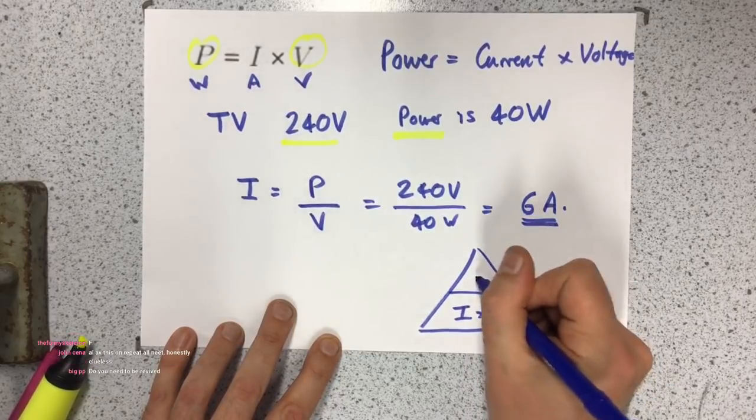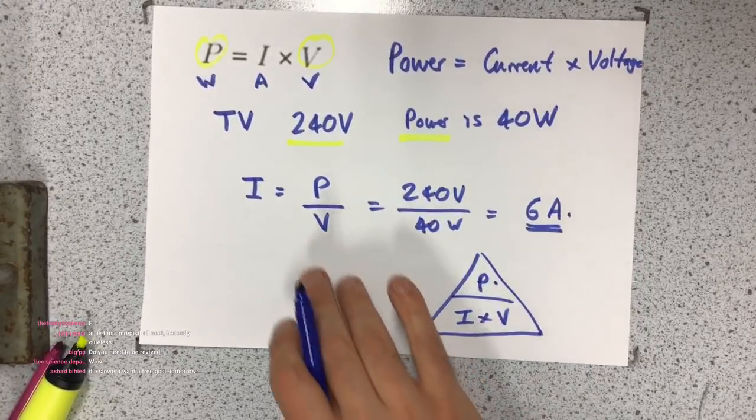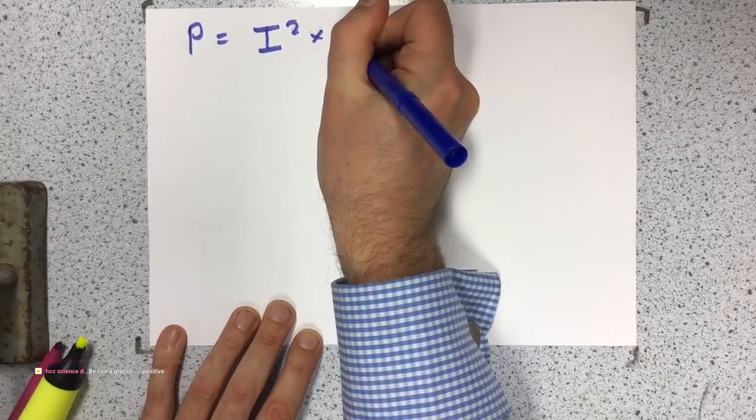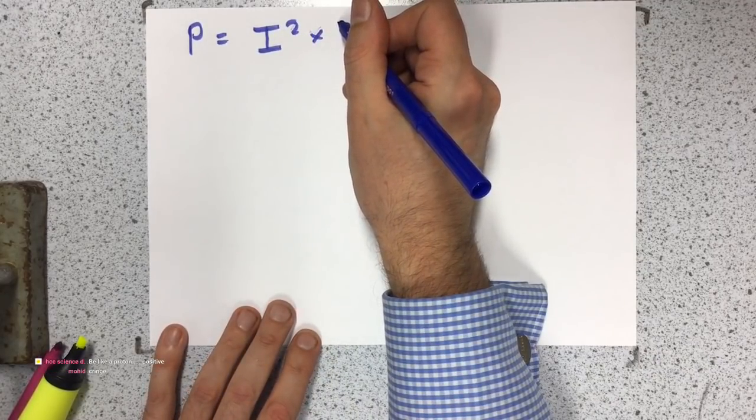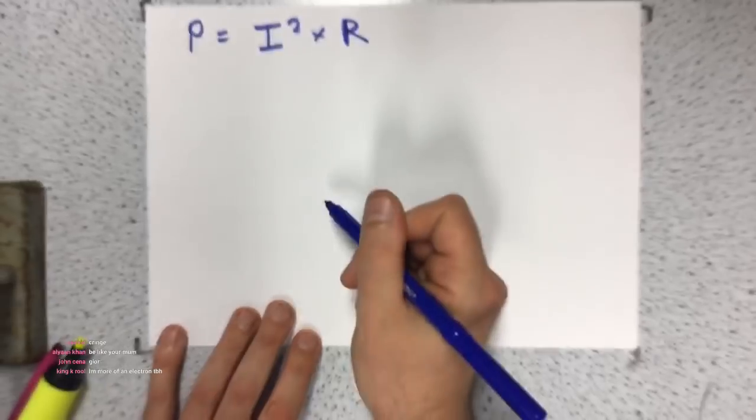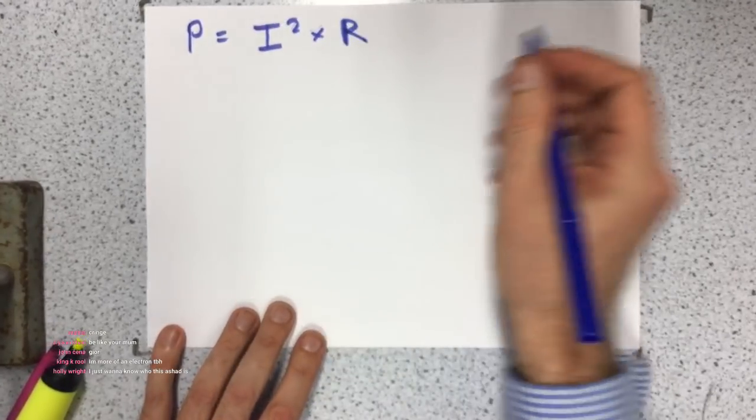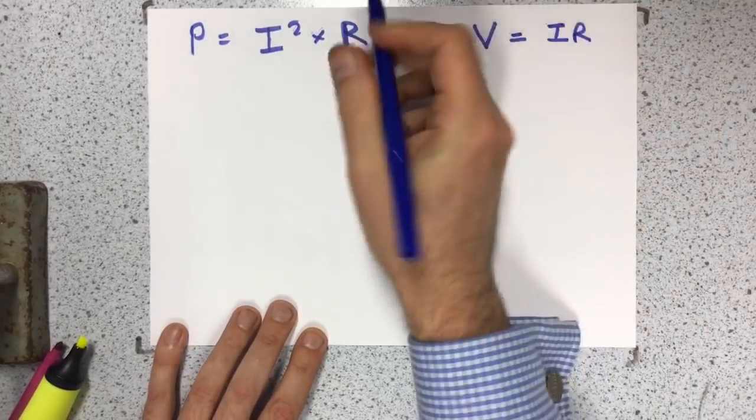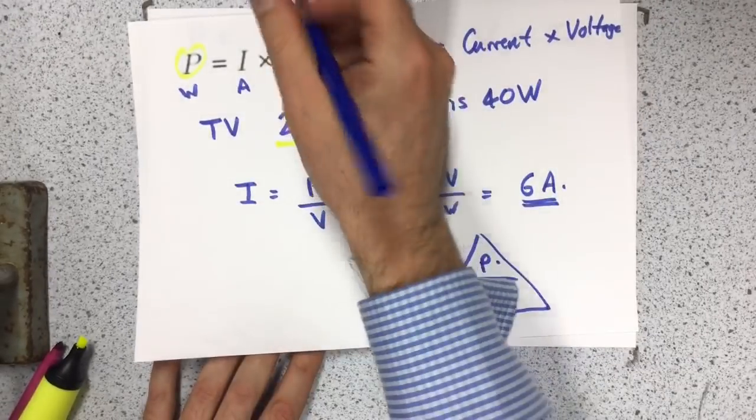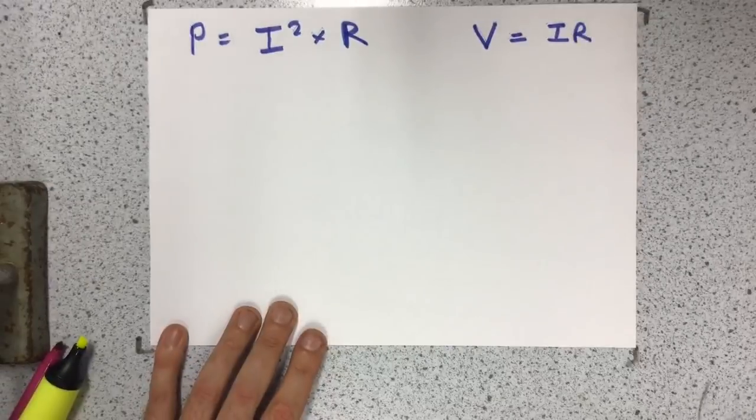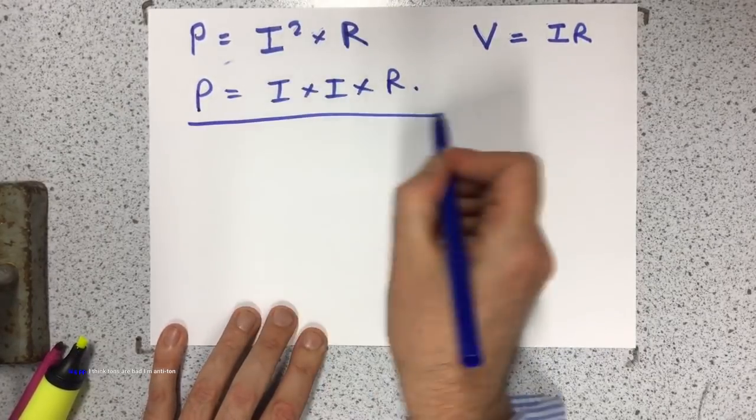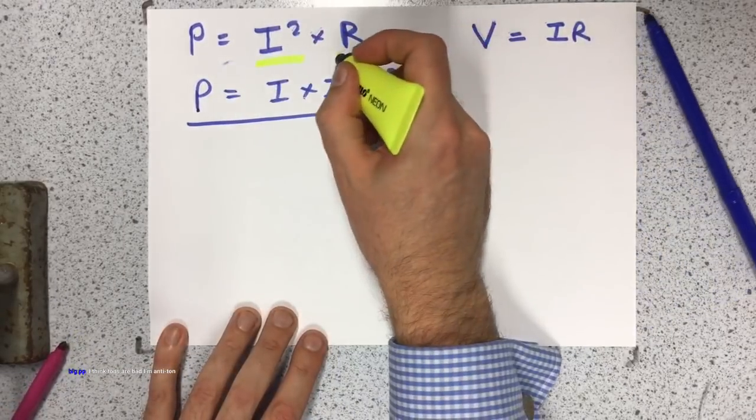I times V, power. Now you might notice that in your equations that you've had to learn, you have another equation which is P equals I squared times R. Okay, so what's going on there? Well, it's dead straightforward. What they've done is they've taken the V, which we know is equal to IR, and they've replaced the V in that previous equation with IR. So what that means is you can do similar calculations if you have just the current and the resistance.